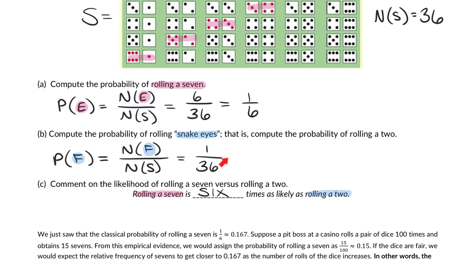This is the odds of rolling a 2. This is the odds of rolling a 7. This is 6 times. I know we reduced the fraction, so it made it a little harder to see, but if we look at the common denominators, it's 6 times as likely.